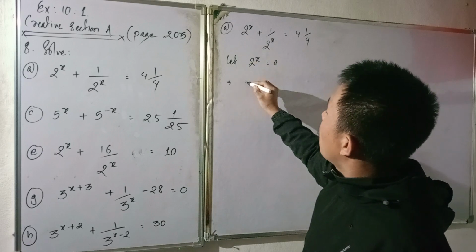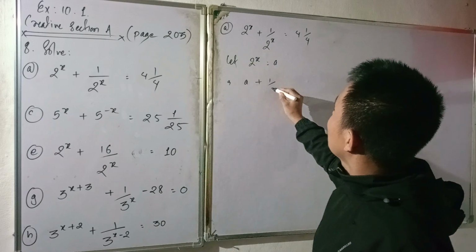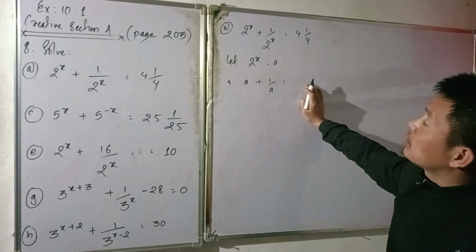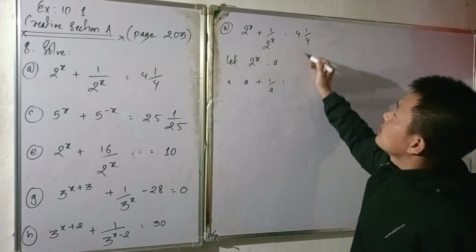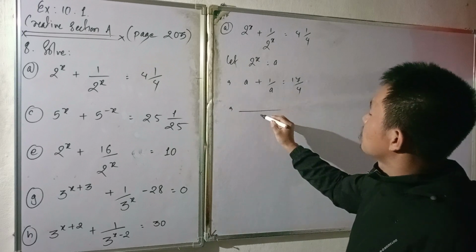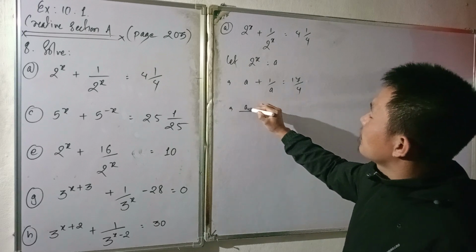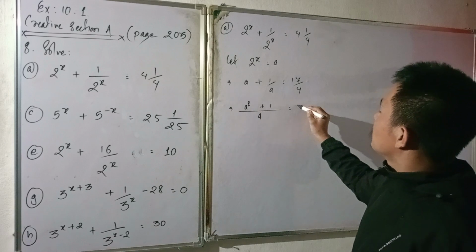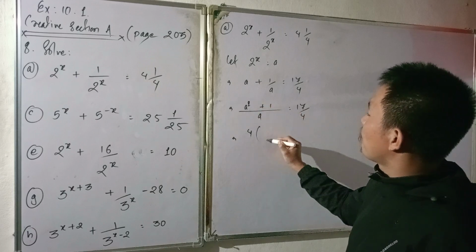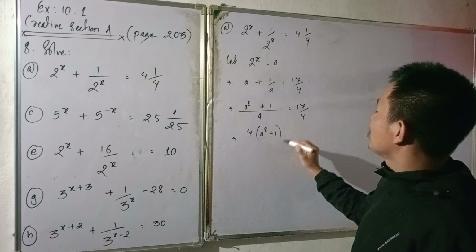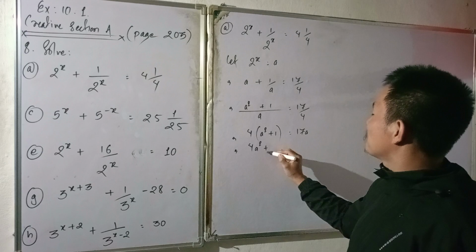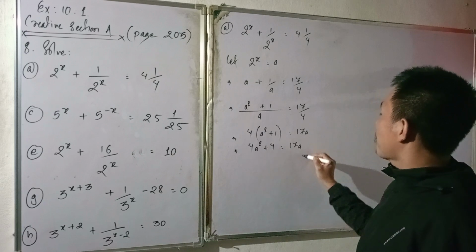Or a plus 1 by a is equal to, now this mixed fraction can be turned into an improper fraction. 4 times 4 is 16, 16 plus 1, 17 by 4. Now we can take the LCM, a squared plus 1 over a is equal to 17 by 4. Now we can cross multiply that. 4 times a squared plus 1 is equal to 17a, or 4a squared plus 4 is equal to 17a.